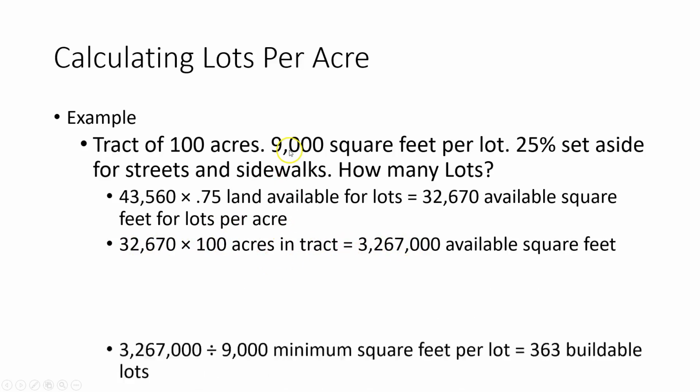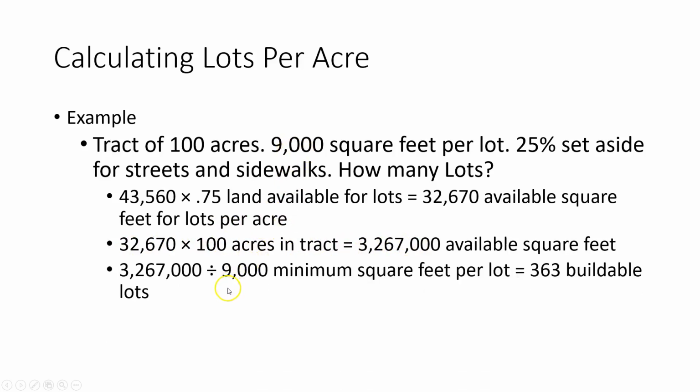We're allowed 9,000 per lot, so we divide that out and you come up with 363. If it says 363.5, then obviously we can't have 0.5 of a lot. Even if it says 0.9, we still can't have 0.9 of a lot. Therefore, we always round down to the nearest whole lot.